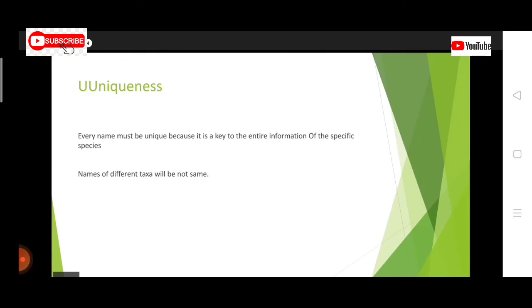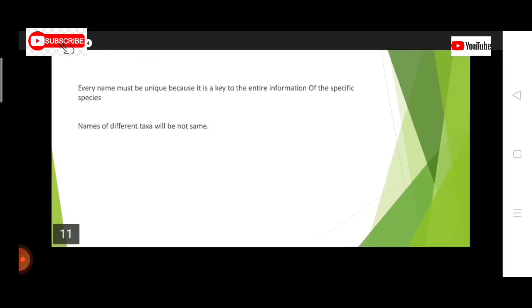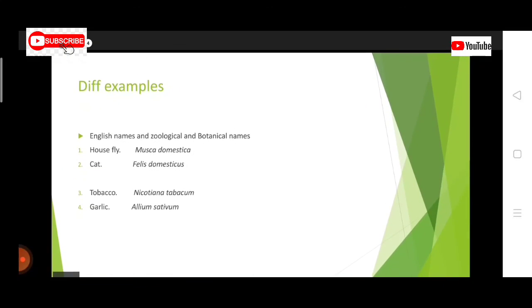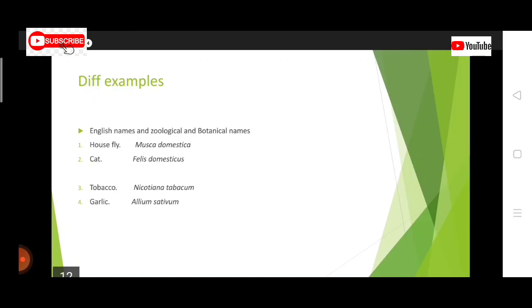The third one, last but not least, is that every name must be unique because it is a key to the entire information of the specific species. There will be a specific name for a specific organism in scientific binomial nomenclature, but in common languages and different languages there are different names. Names of different taxa will not be the same. So these are the three main, important and significant objectives of binomial nomenclature.